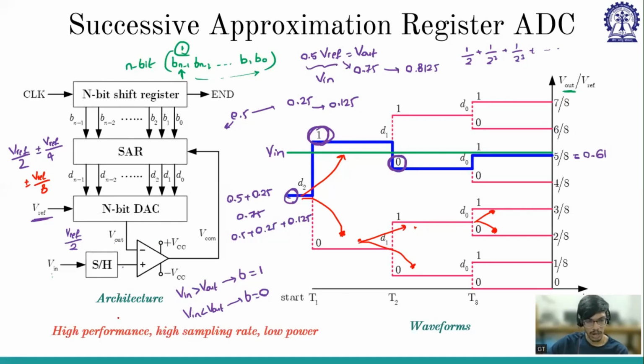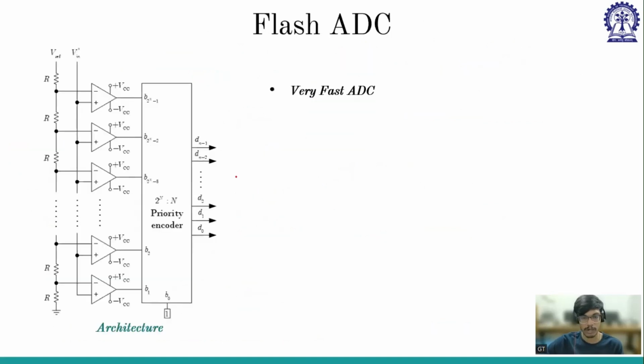Yes. So this is very widely used. It has a very high performance and high sampling rate, but not compared to the parallel architecture, and the power is also low. As you can see, we are doing it serially, bit by bit. We are comparing it, and if the number of bits increases, the number of such modules will also increase, which will increase the time. Now coming to flash ADC.